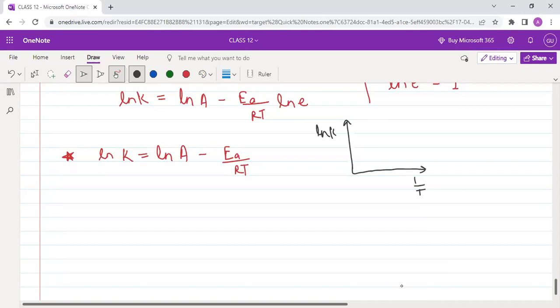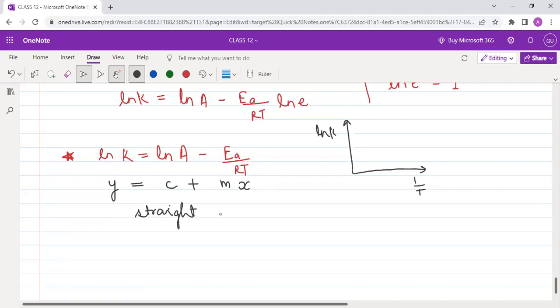Tell me the shape of the graph. How will you get the graph? It's going to be a straight line. What will be the slope? See, on the y-axis you have ln K, and on the x-axis you have 1 by T. So this 1 by T is your x and this will be your intercept. So the equation is y equals mx plus c, a straight line equation.